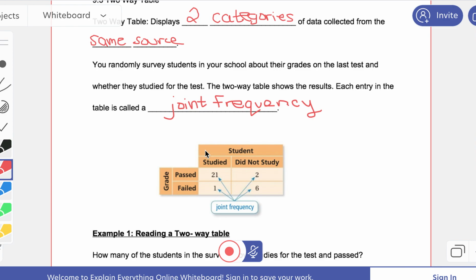So this is what we call a joint frequency. This 21 is joining together people who passed and studied. This 2 is joining together who passed and did not study. And then 1 and 6 are also joint frequencies.